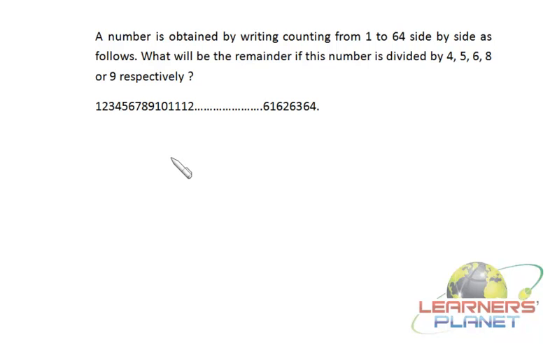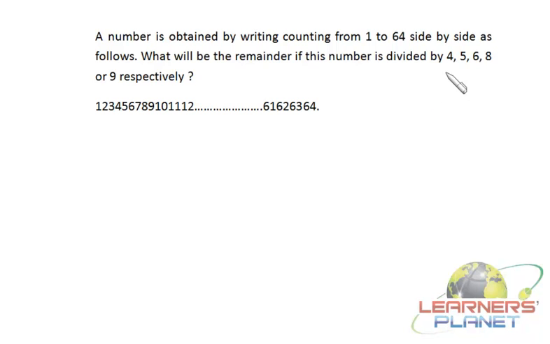Here I see one more type of problem. A number is obtained by writing counting from 1 to 64 side by side as follows. So what will be the remainder if this number is divided by 4, 5, 6, 8 or 9 respectively? In this single question, we have been asked 5 questions. So let's begin one by one.